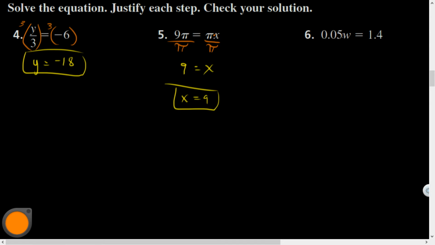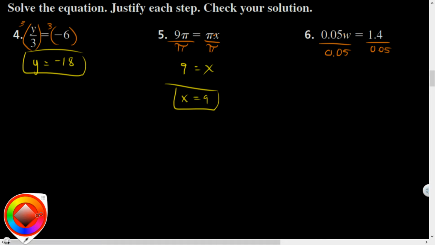All right, over here, w is being multiplied by this crazy decimal. Let's divide both sides by that crazy decimal. Right? And watch what happens. This cancels out with that. I'm going to get w by itself, which is what I wanted. I get w equals whatever 1.4 divided by that crazy decimal is, which apparently is 28.